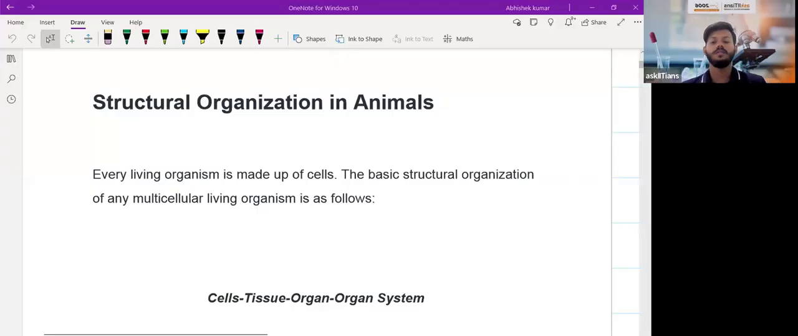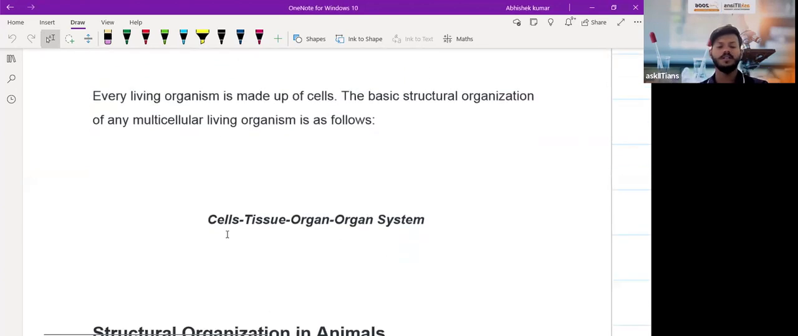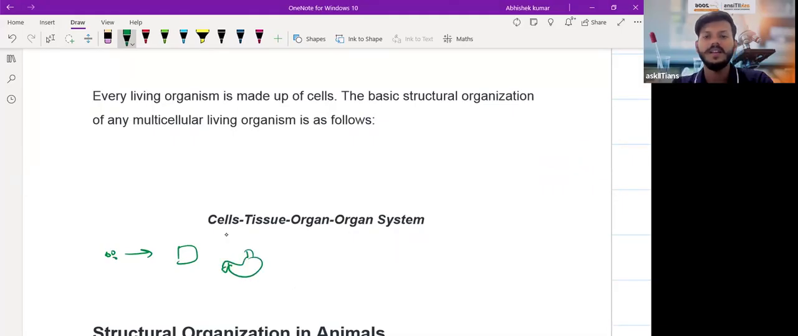As you can see, the name of the chapter is Structural Organization in Animals. You know that every living organism is made up of what? Cells. We know that in biology the smallest unit of life is the cell. So the basic structural organization of any multicellular living organism follows this sequence: the smallest unit is the cell, a group of cells forms what? Tissues. Tissues form an organ, then organs make an organ system, and that makes an organism. You can see I'm an organism sitting in front of you, right?